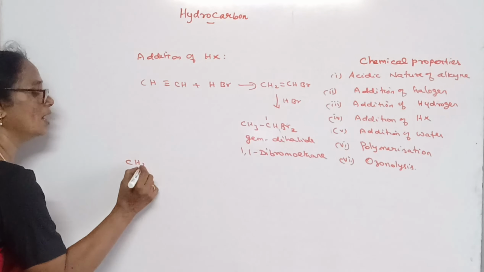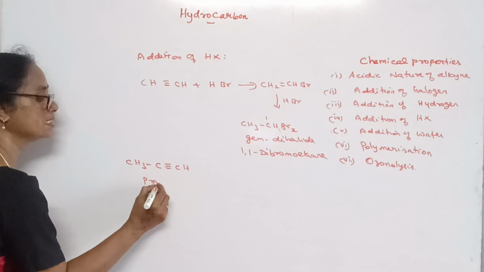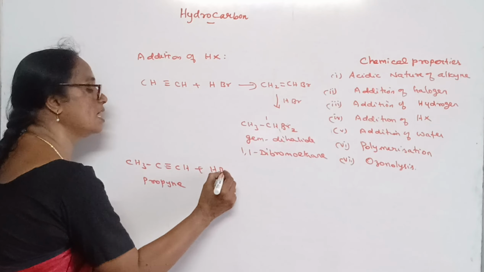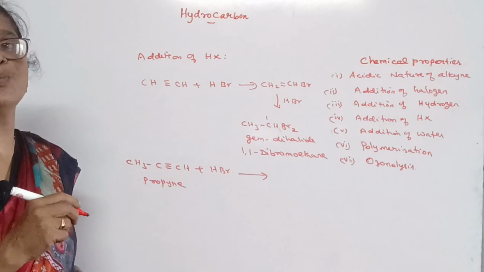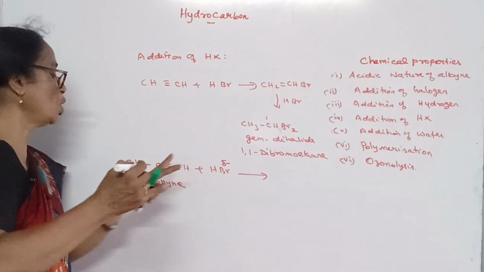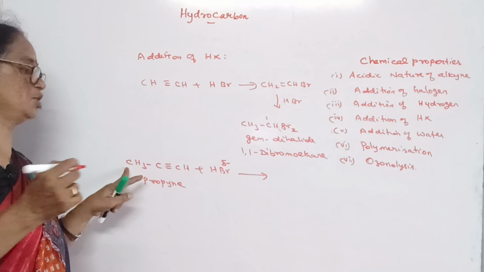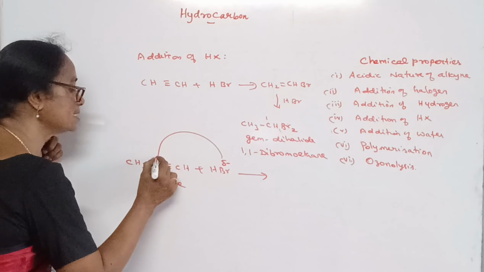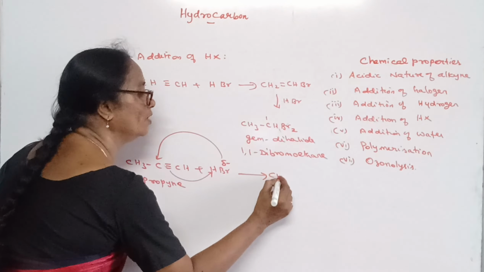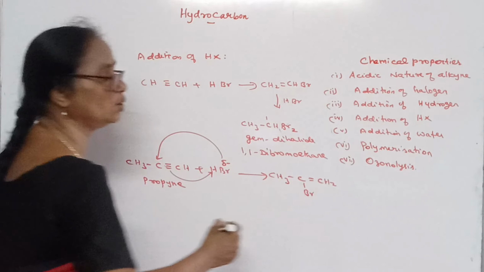If we have an unsymmetric alkyne, say propyne, CH3 C triple bond CH. When we take the unsymmetric alkyne, the addition of HBr should follow Markovnikov rule. So according to Markovnikov rule, the negative group should go to the carbon with more alkyl substituents. So this Br minus attacks here, and this hydrogen goes to the CH carbon. So we will get CH3 CBr double bond CH2.